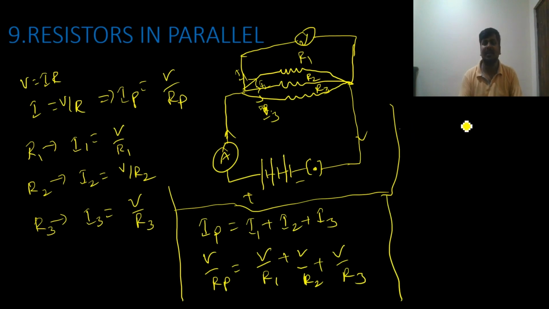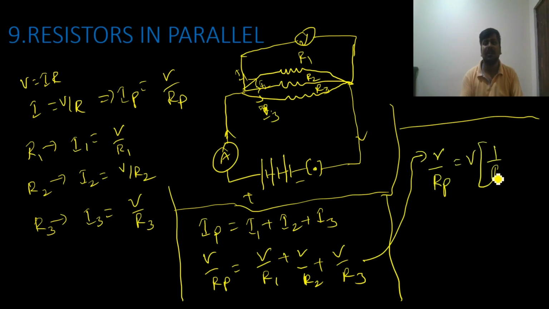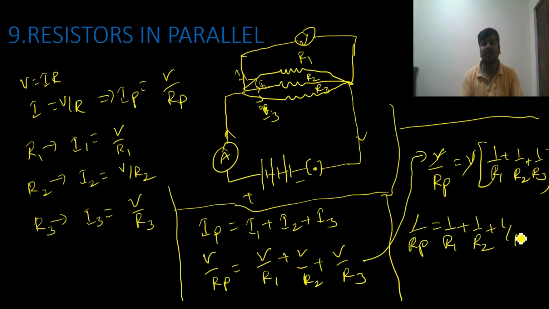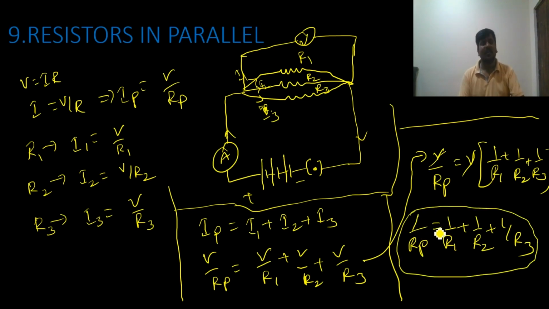From this equation we can take V common: V by RP equals V times 1 by R1 plus 1 by R2 plus 1 by R3. Then V gets cancelled. So 1 by RP equals 1 by R1 plus 1 by R2 plus 1 by R3. So this is about resistors in parallel combination. Clear?